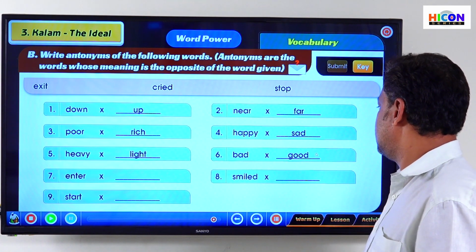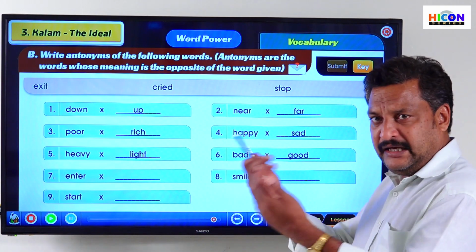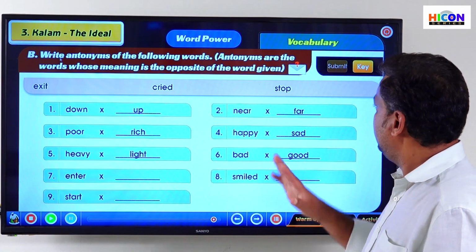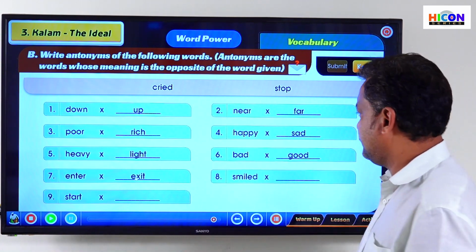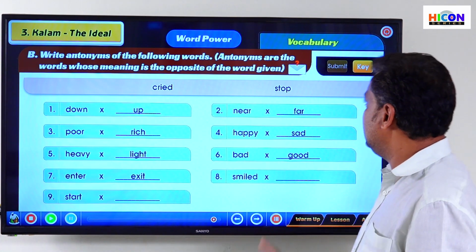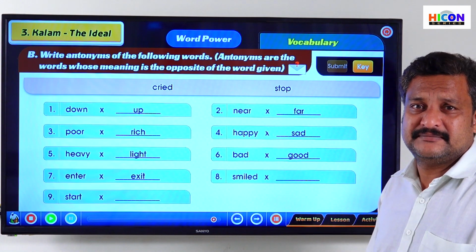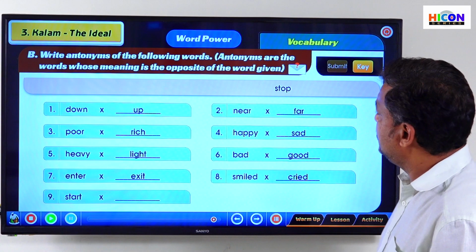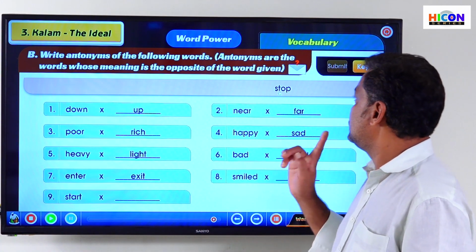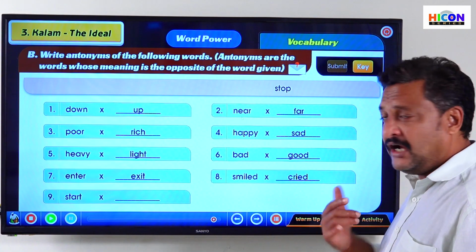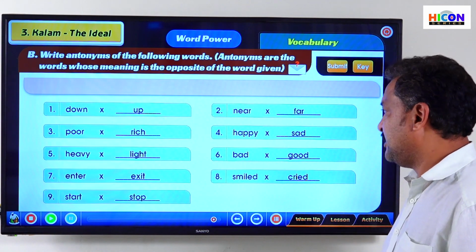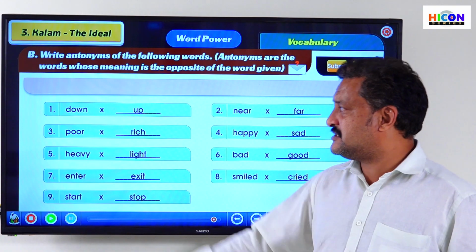Good, yes, good. Enter, exit. Enter, exit, yes, exit. Smiled, cried. Smiling, crying. Yes. Start, stop. If you start something, we have to stop something also, isn't it? Yes. So what are the antonyms?